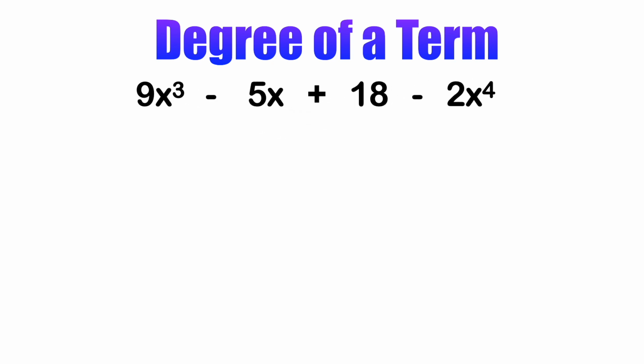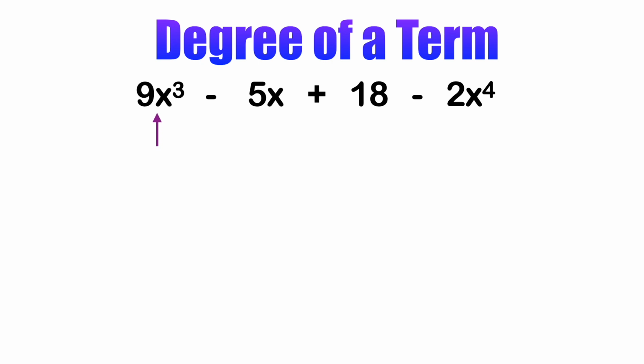Now let us discuss the degree of a term. Every term in a polynomial has a degree. Nine x cubed minus 5x plus 18 minus 2x to the fourth power. So, let us identify the degree of the first term.